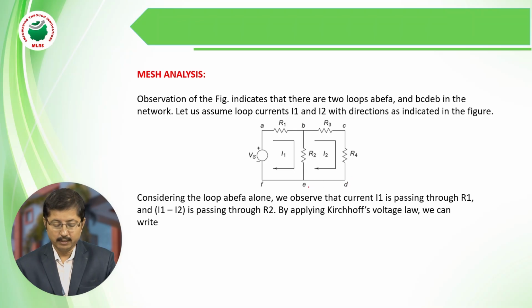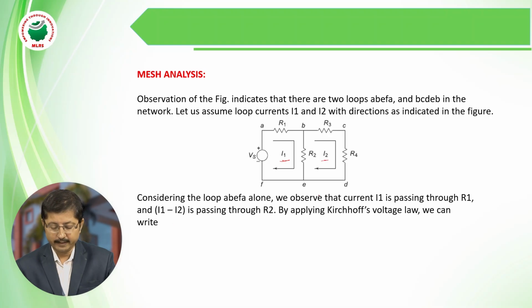By observing the circuit, first we have to identify how many loops there are in the circuit, and the first step is to check whether it is planar or non-planar. The second step is to identify the number of loops, and after that we have to assign the loop currents. Here I am assuming two loop currents, I1 and I2, with the directions as indicated here. Either clockwise or anti-clockwise, the direction doesn't matter, but we have to take all the loops in the same direction only.